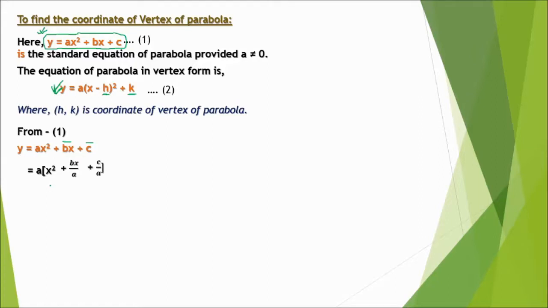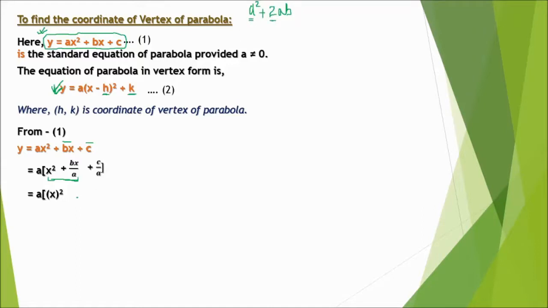So let's close the bracket. Now we have taken a common. Now our entire focus will be on the first and second terms, and we are going to complete the square. Now a in brackets x squared. Now we are going to complete the square, that means we are going to make a squared plus 2ab. Here a is our x.